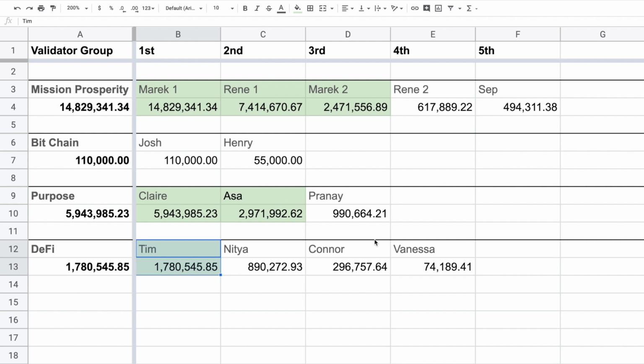So in order to encourage voters to vote for groups that are performant, secure, and mission aligned, such as maybe in this case, Mission Prosperity, when a voter votes for a group that has at least one validator node elected, they get a voting reward of about 6% year over year. However, if they vote for a group where no validator is elected, they will have 0 voting rewards.